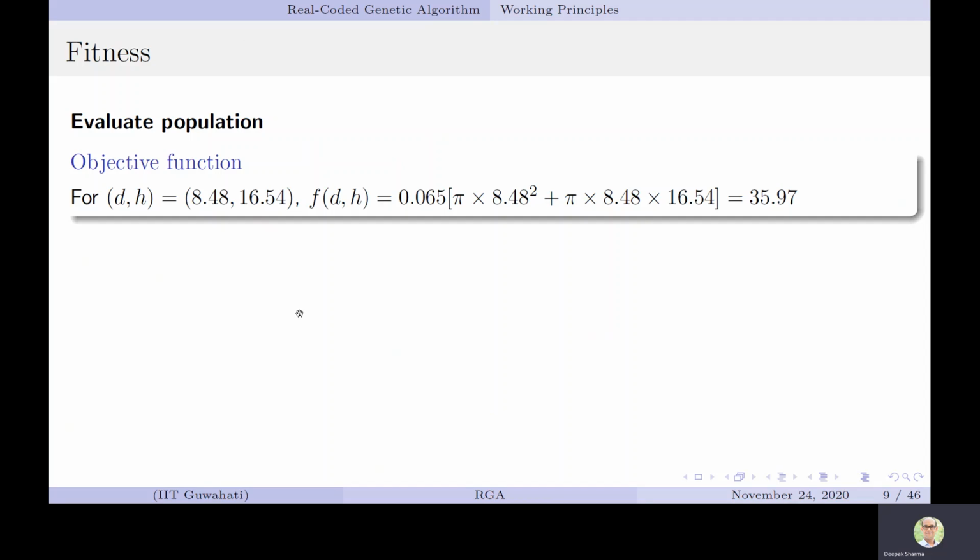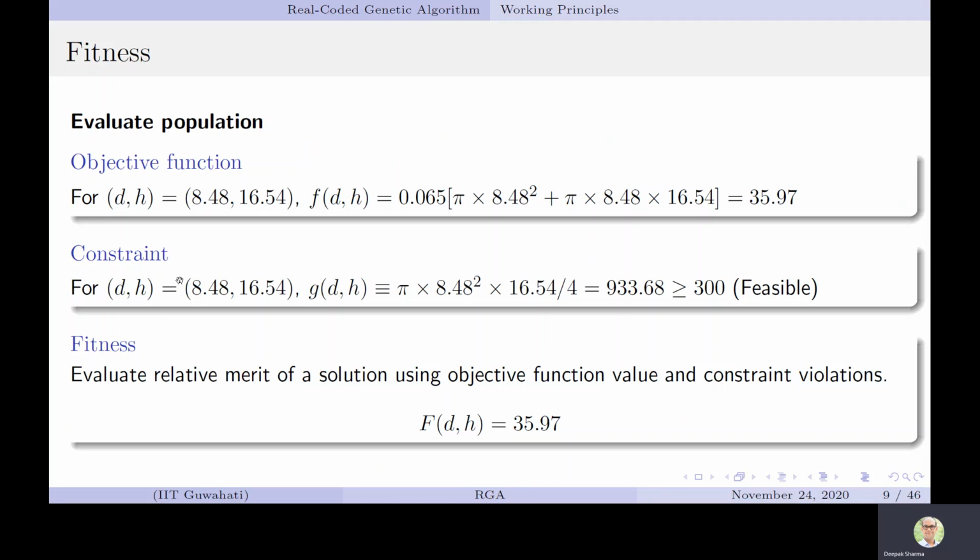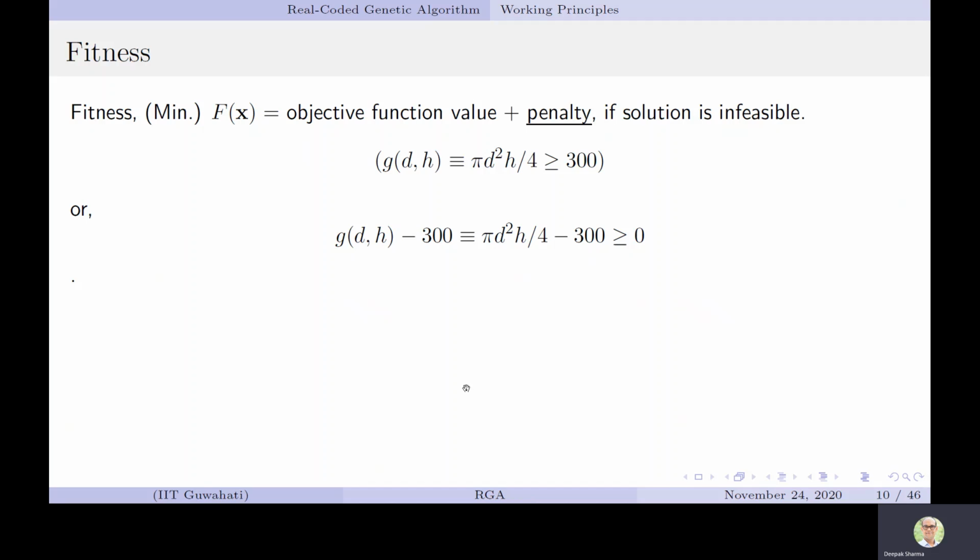Once we generate the population, which is a parent population, now we have to evaluate it. We have a diameter and a height, that is solution number 1. Putting the values into the objective function, we get the value of F, 35.97. Thereafter, for solution 1, we find the constraint. This is coming out to be 933.68, which is bigger than 300. So it's a feasible solution. The fitness of this solution is the same as the objective function value, so F(D,H) is equal to 35.97.